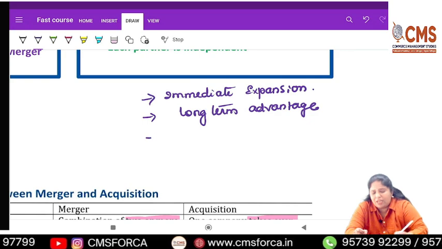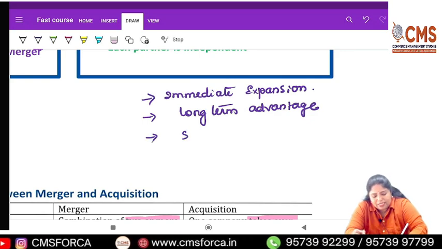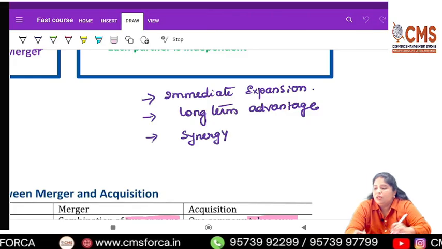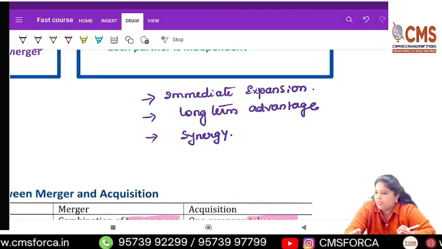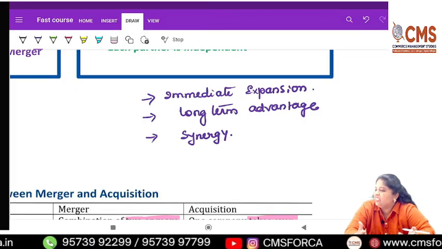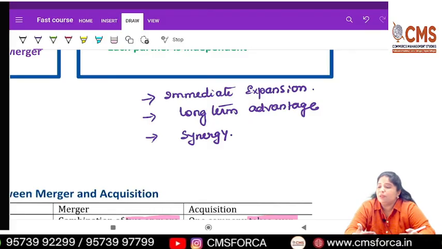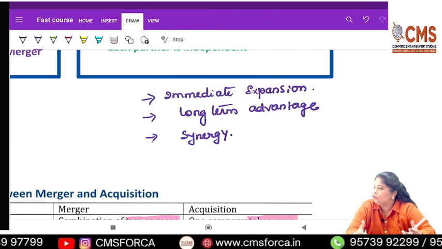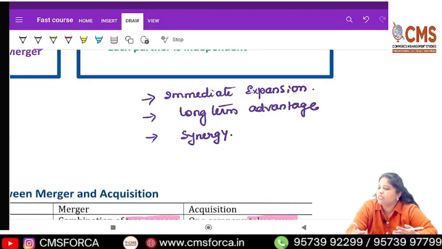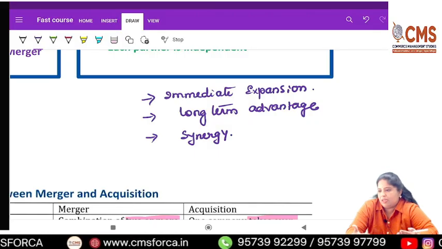And both merger and acquisition create synergy. Now, what do you mean by synergy? It's a combined power, right? It's like 1 plus 1 is 3, right? It's as simple as that. Synergy is where you are trying to grab the strengths of two or more companies and you are trying to increase the combined strength in a far ahead way.